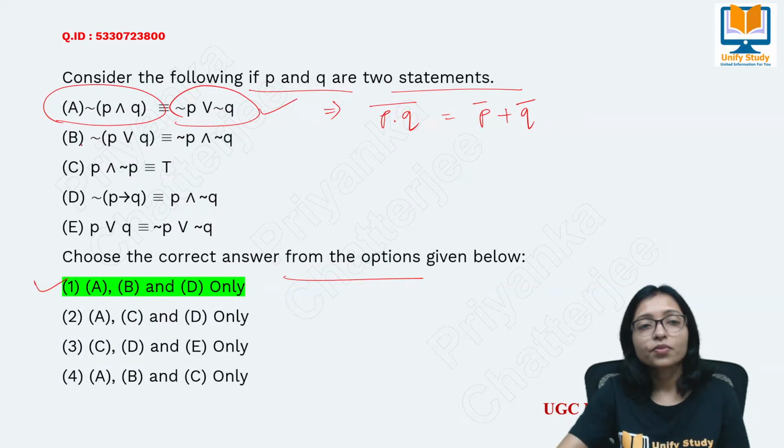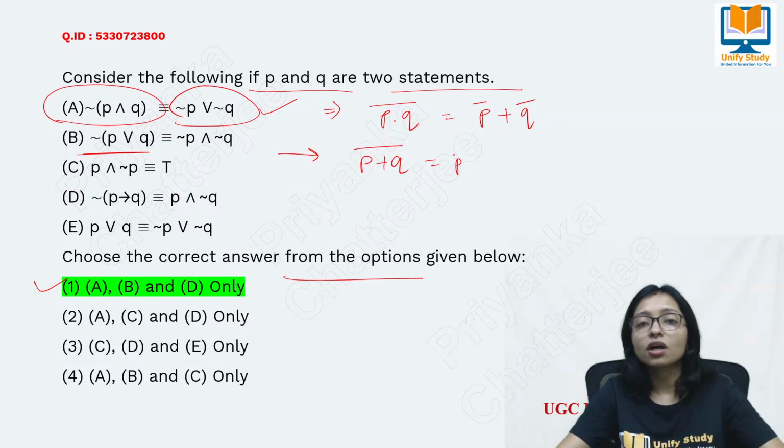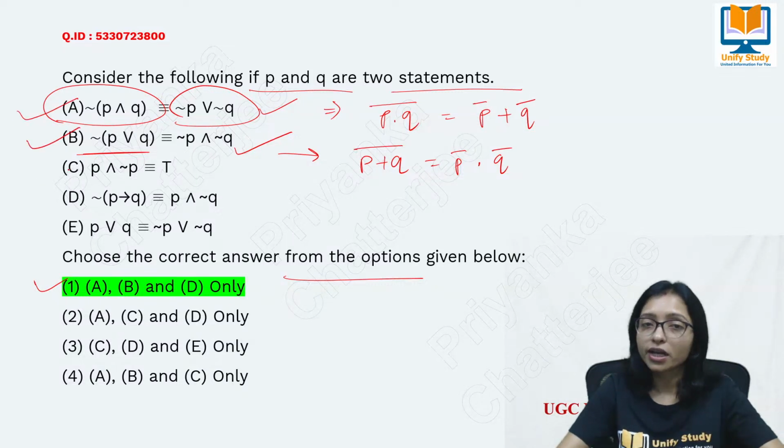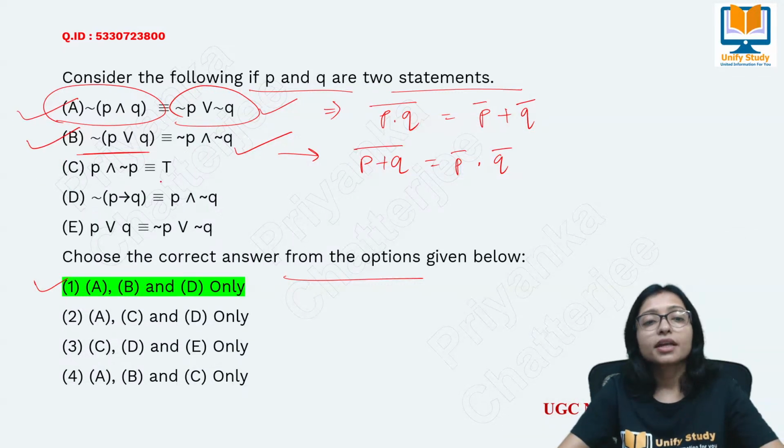This is correct. Here option B also same way you can do. This is P plus Q whole bar. P plus Q whole bar means using De Morgan's law I can write it P bar dot Q bar. So this is also De Morgan's law. Done. Now see the option C is telling what?